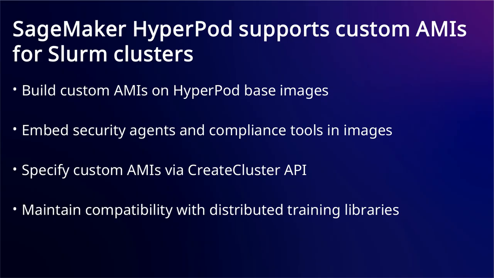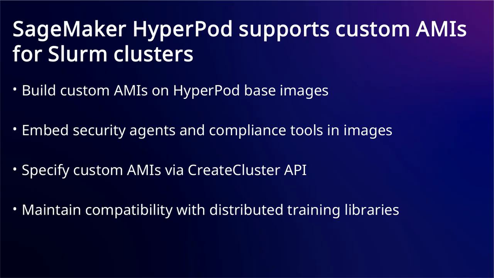When you deploy AI/ML workloads on HyperPod Slurm clusters, you need environments that meet security, compliance, and operational requirements while maintaining fast cluster startup times. Complex lifecycle configuration scripts slow deployment and create inconsistencies across cluster nodes. You can now build custom AMIs on HyperPod's base images to incorporate security agents, compliance tools, proprietary libraries, and drivers directly into the image. This delivers faster startup times and improved reliability.